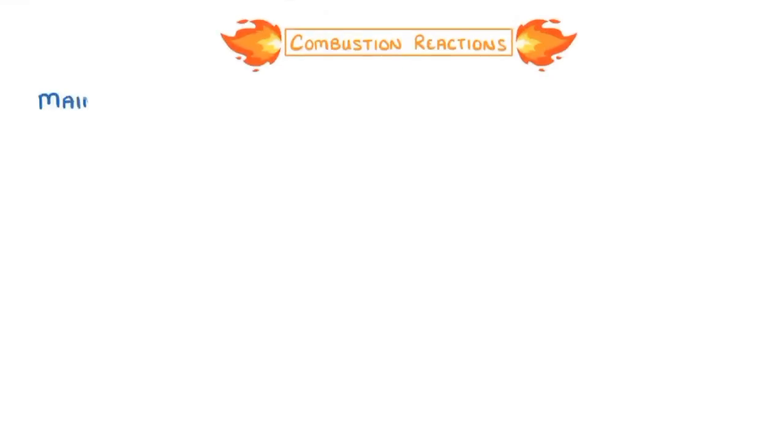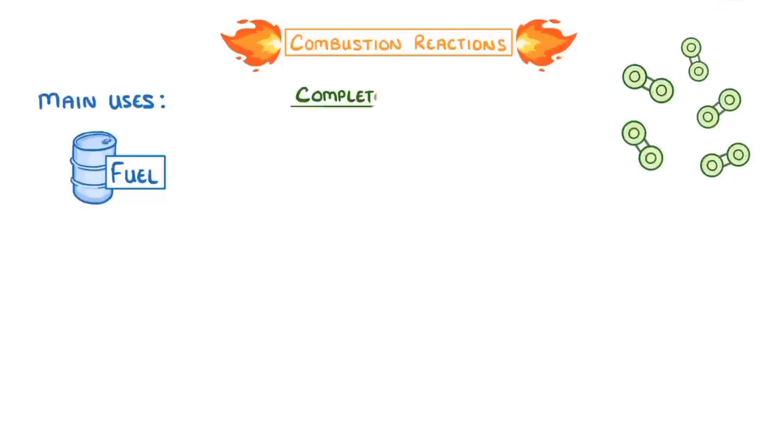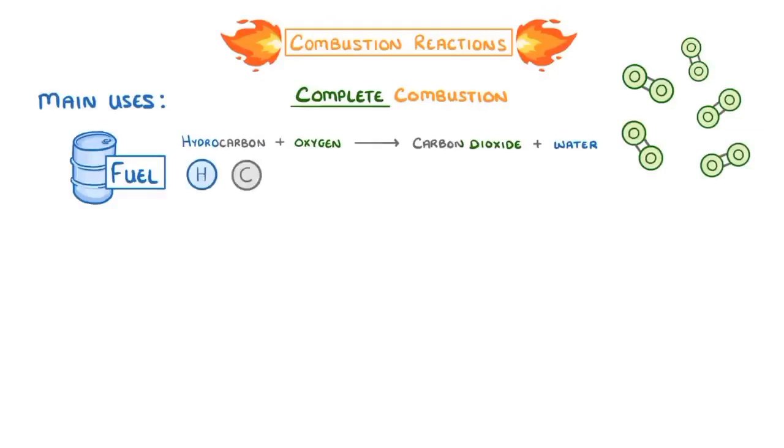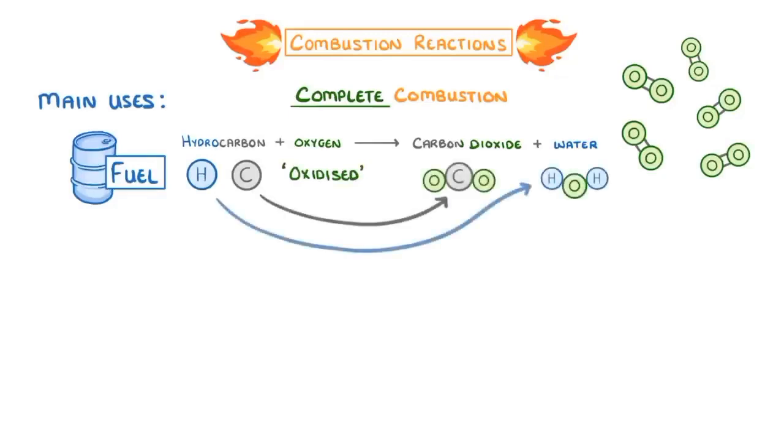The next thing we need to look at is combustion reactions. One of the main uses of hydrocarbons, like alkanes, is for fuel, because they release loads of energy when they're burned with oxygen. As long as there's enough oxygen available, we get complete combustion, which is when a hydrocarbon reacts with oxygen to form carbon dioxide and water, releasing loads of energy in the process. So we could say that it's an exothermic reaction. We could also say that the hydrogen and carbon in the hydrocarbon are being oxidized, as each of the elements is combining with oxygen to form CO2 and H2O respectively.